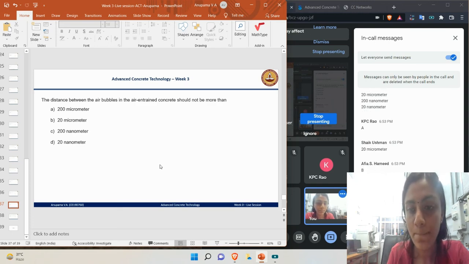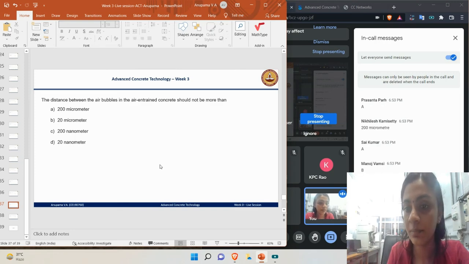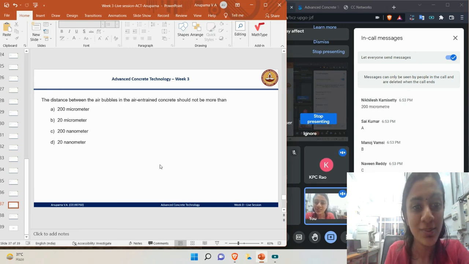Okay, I'm getting different answers: A, B, A, okay, C, okay. I changed that unit just to confuse you. So, 200 microns. The correct answer is A, 200 micrometer.